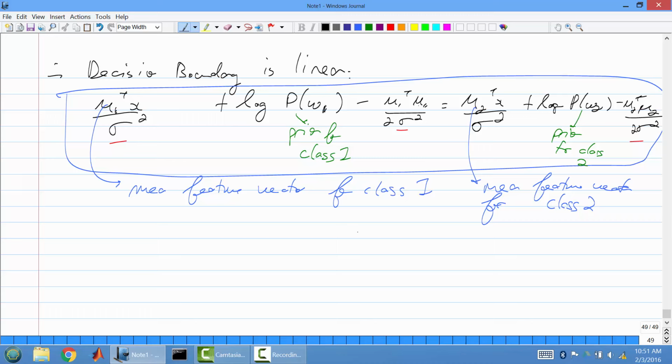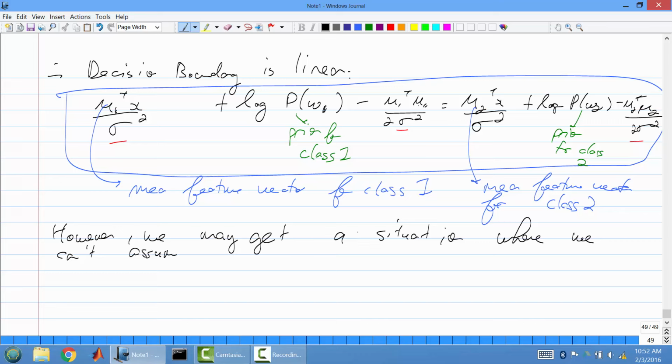However, we may get a situation where we can't assume the variances are all the same. Maybe there's some correlation involved, so we can't assume that the variances are the same. So you have to explicitly solve it, which is a pain in the butt.